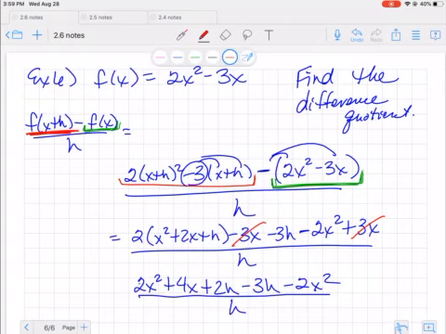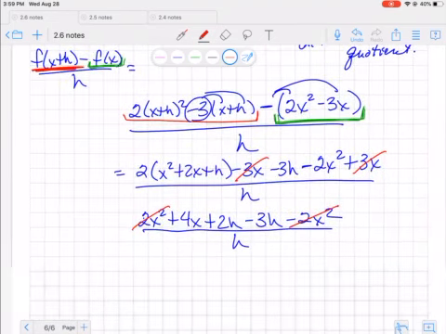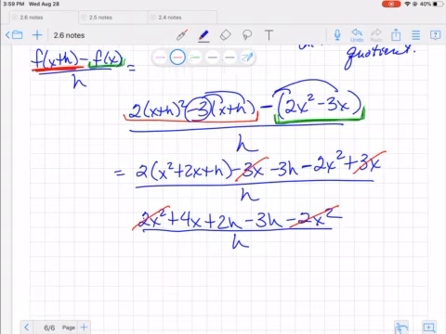And then take a look here. 2x squared minus 2x squared. Oopsie daisy. I bet you guys are screaming at me right now, right? This should be a 2xh. So this is a 4xh. Oh no, you forgot your h. Thanks. I appreciate it.